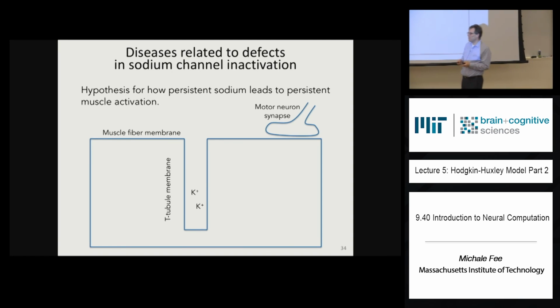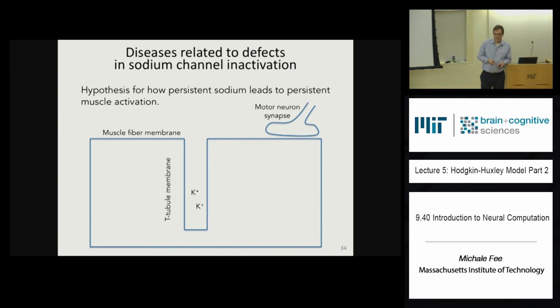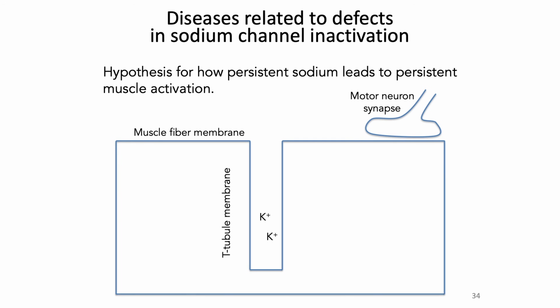Think back to the first lecture. Yeah, there's going to be some pumping going on here, but actually most of the potassium gets out of the T-tubule by a different mechanism. It gets out by diffusion. So these extra potassium ions diffuse out through that T-tubule back into the extracellular space.